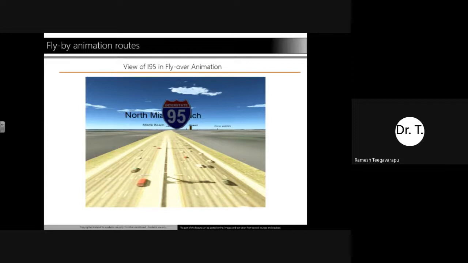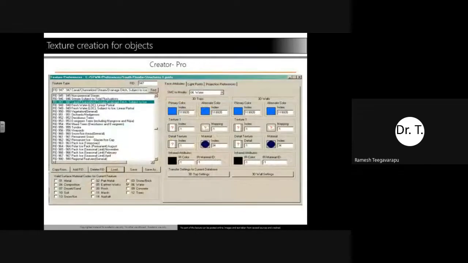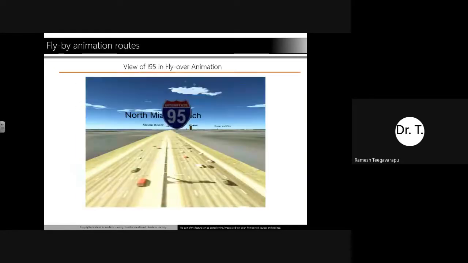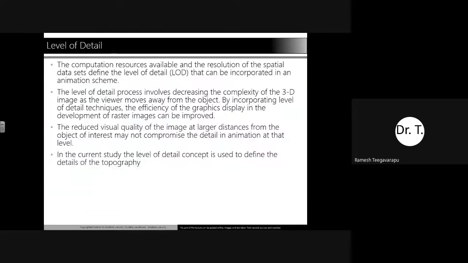These are the roads we created so that when we are flying, we'll have some realistic feeling that we are moving on top of the roads. This is the Creator Pro, which can help us to create the textures for your objects. So we just created that. The textures and all those things can be created more closer to that.